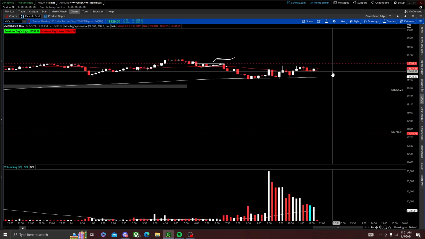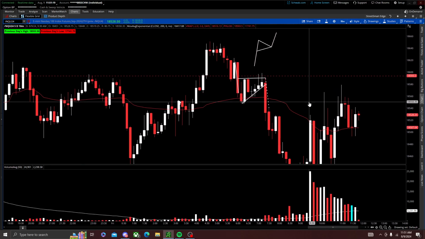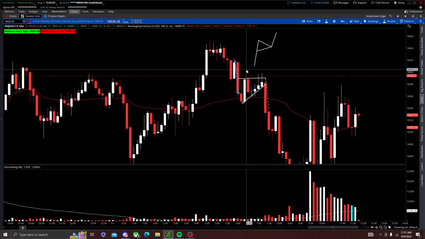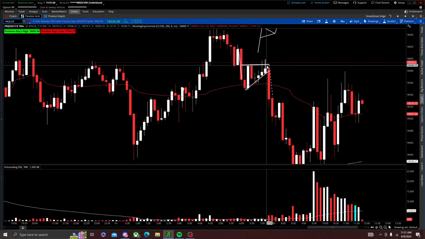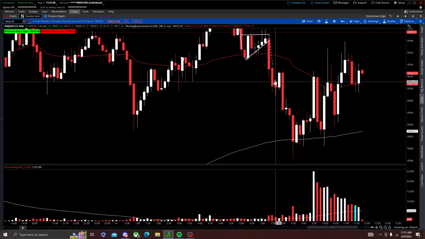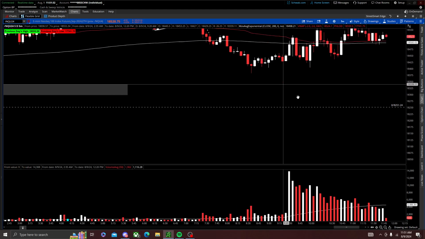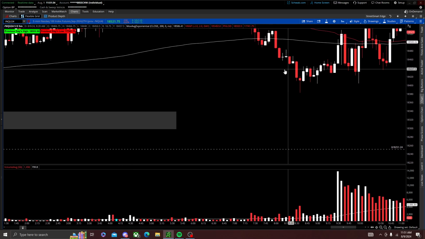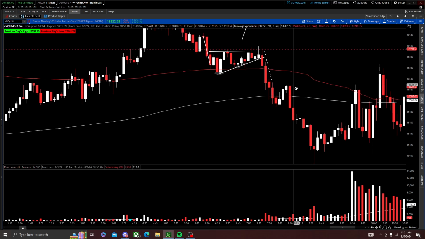Maybe not the 15. How about 10-minute? Okay, yeah, 10-minute structure actually is the same thing, but it looks like our flagpole actually gets a little bit more extended here. Obviously, we see that we did continue a lot lower. But remember, at the same time, you're also not looking to capture every single move. You capture where your initial target was.